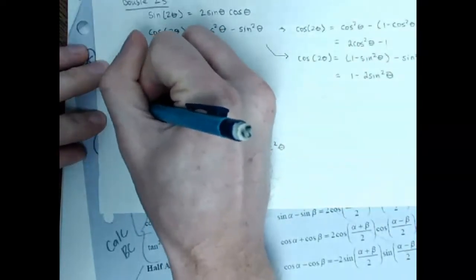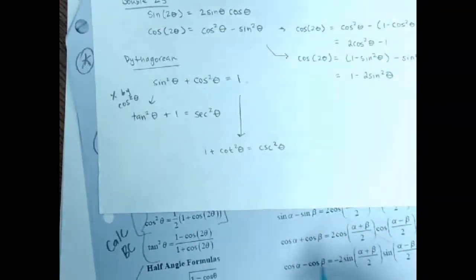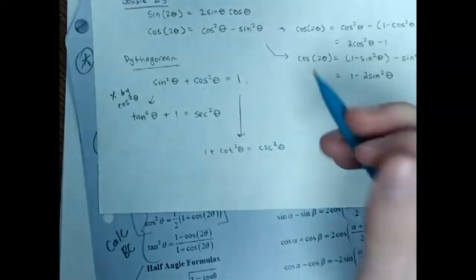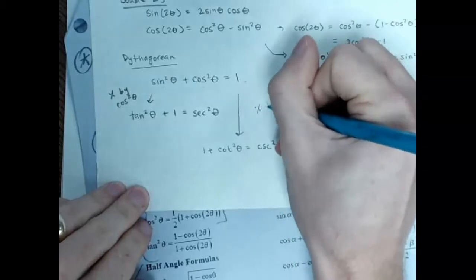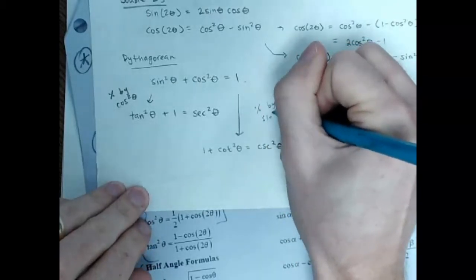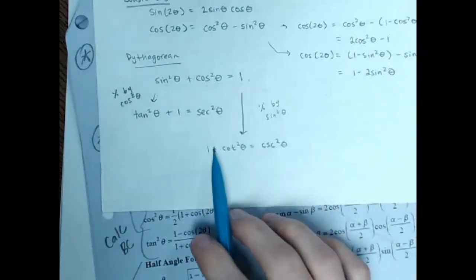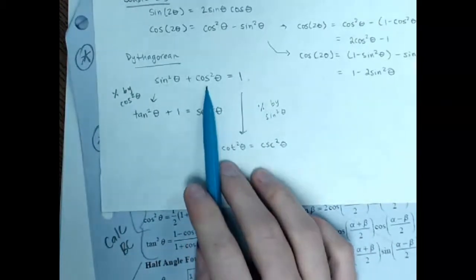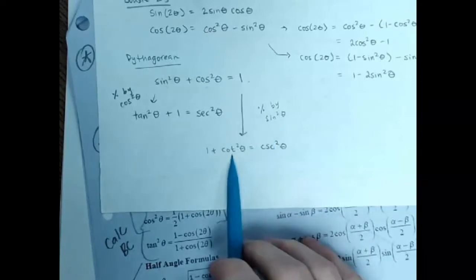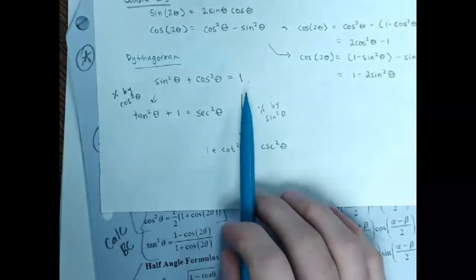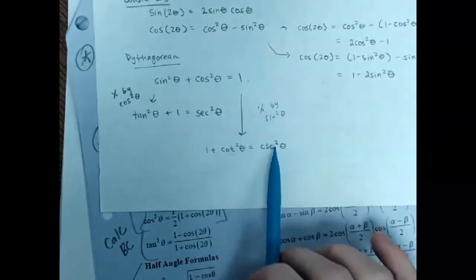And then similarly, you can get this other one, but you would divide by sine squared. So sine squared divided by sine squared is 1. Cosine squared divided by sine squared would be cotangent squared. And then 1 divided by sine squared is your cosecant squared.